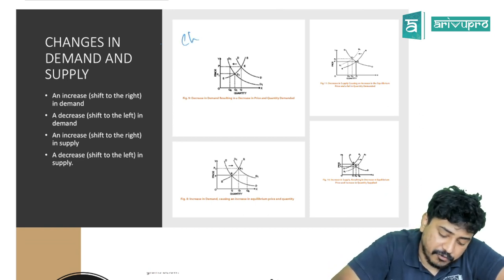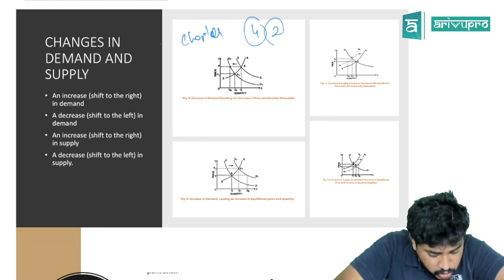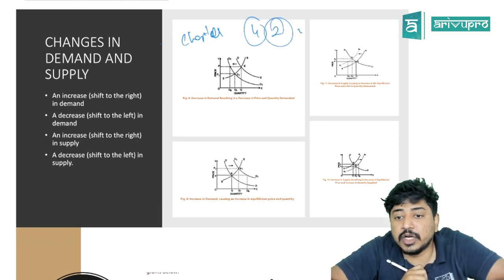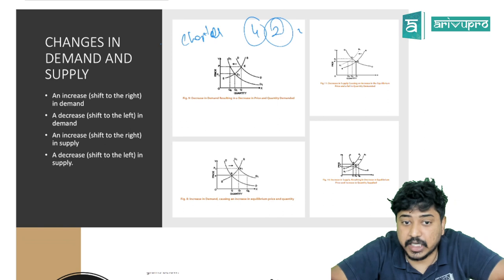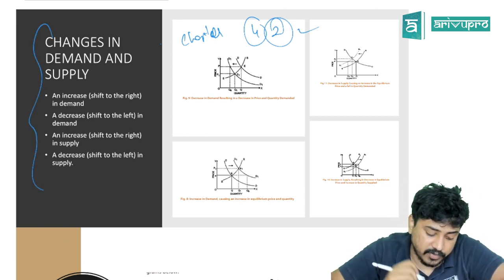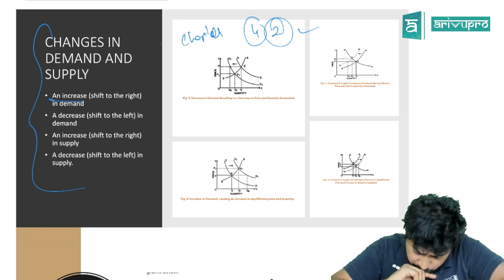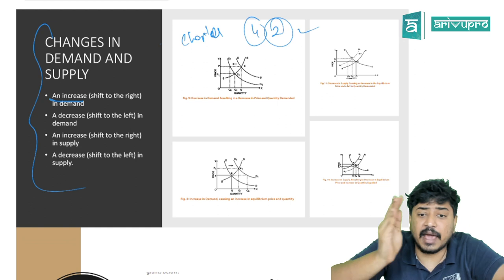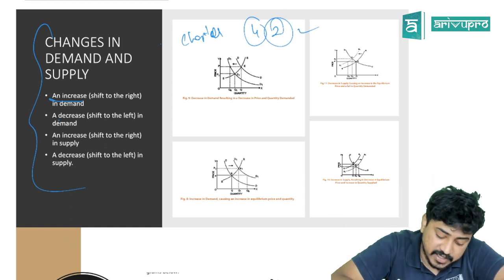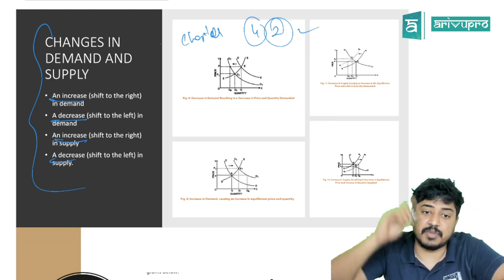But chapter 4 unit 2, price determination, equilibrium price determination is there, no? That is what we are going to see. What are we going to see? When there is an increase in demand, what happens to the equilibrium? When there is a decrease in demand, what happens? When there is an increase in supply, what happens? When there is a decrease in supply, what happens? We are going to study.